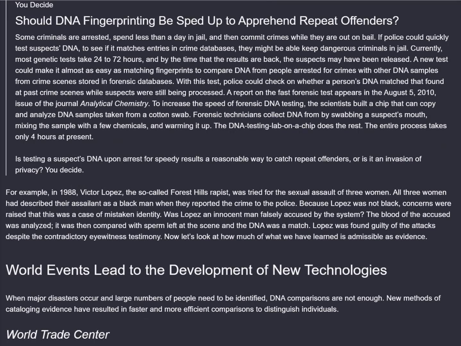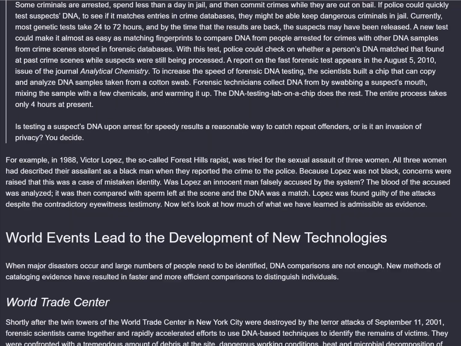You decide, should DNA fingerprinting be sped up to apprehend repeat offenders? Some criminals are arrested, spend less than a day in jail, and then commit crimes while they are out on bail. If police could quickly test suspects' DNA, to see if it matches entries in crime databases, they might be able to keep dangerous criminals in jail.